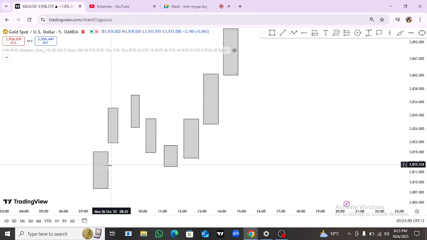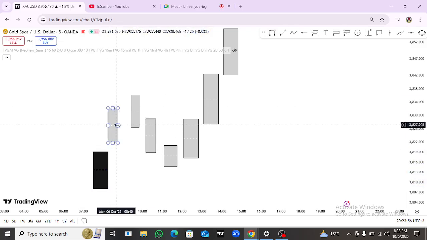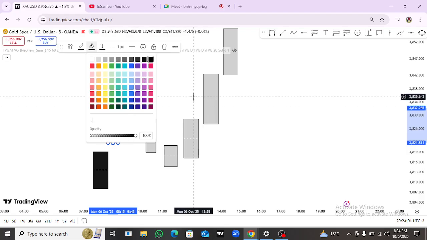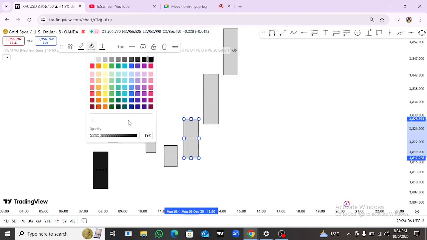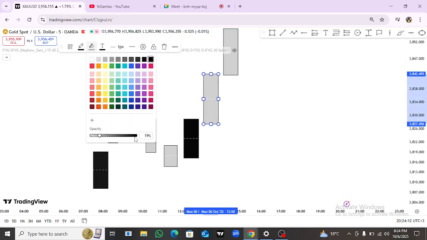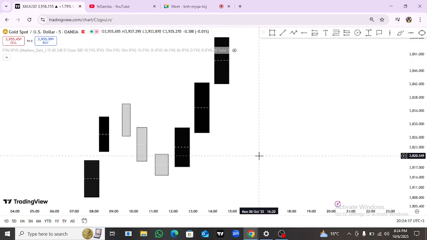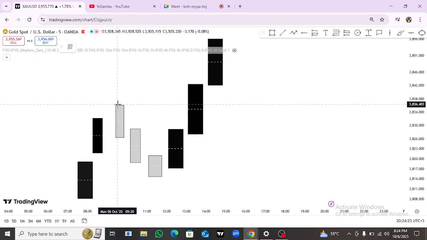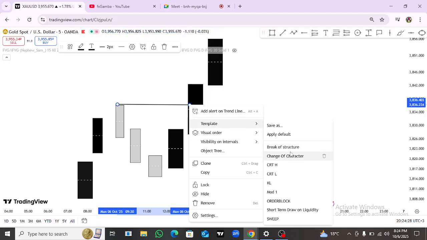So assuming these are bullish candlesticks, let's use black for bullish candlesticks. Or you can just type R for red and maybe green or blue for the bullish. Anyway, that will be okay. Something like that. So these are bearish, then these are bullish. You can see here we broke structure, we broke this high and we created a new high. These are breaks of structure.